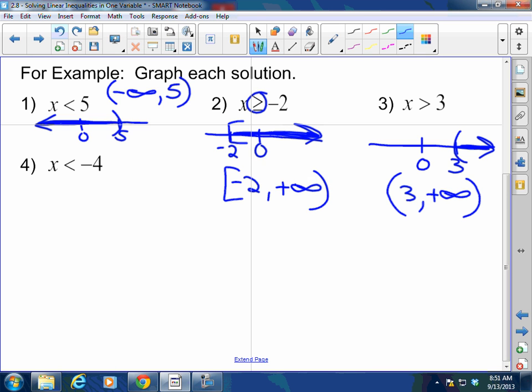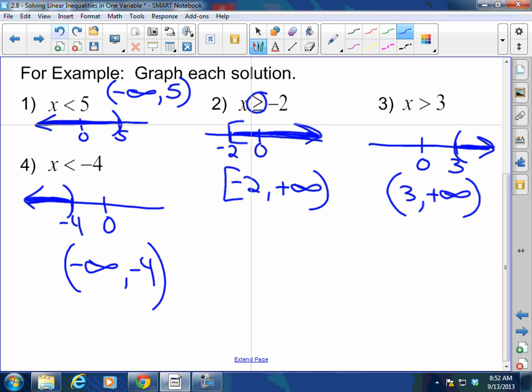Yes. X is less than 4. Mark my 0 as a reference point, my negative 4. Am I going to the left or right from negative 4? To the left. Parentheses or bracket. Parentheses shaded to the left. What's my interval notation here, please? Parentheses. Negative infinity. Comma. Negative 4.